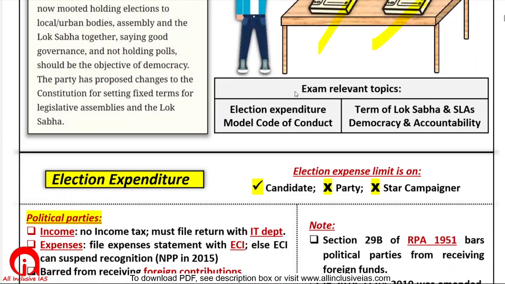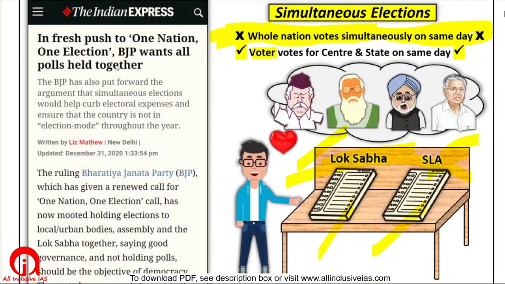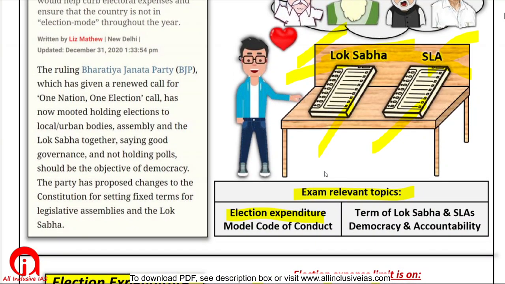With this, the exam-relevant topics could be the election expenditure. Basically, BJP is pushing for this simultaneous election. So UPSC in prelims can frame questions on the arguments. BJP says that with simultaneous election there will be less election expenditure, and MCC will be applicable for less duration of time. These are the advantages, so UPSC can frame questions on these advantages.